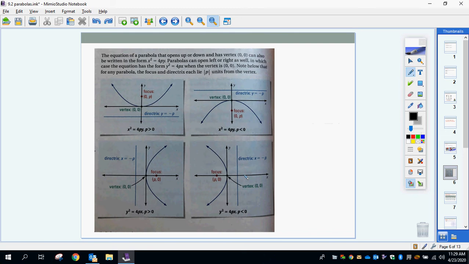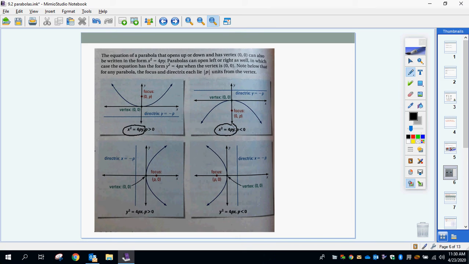We're going to break this part down even more. It's saying that we now have not a new form, but a form that's written in a different way for parabolas. So if your parabola is going to open up or down, we have this equation for all parabolas that do that: x squared equals 4 times p times y.